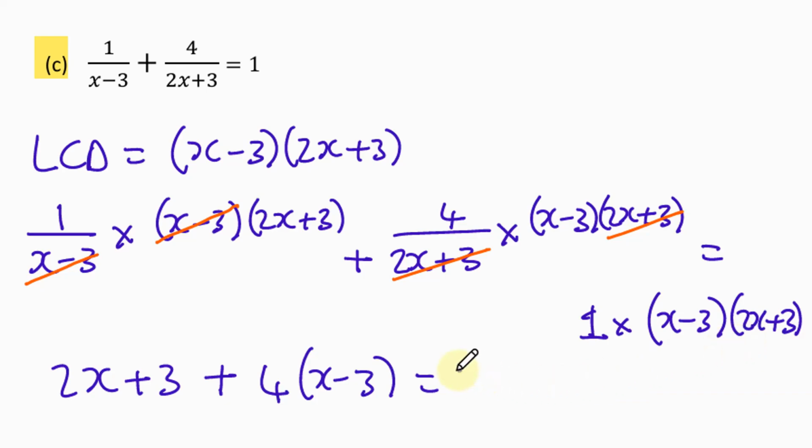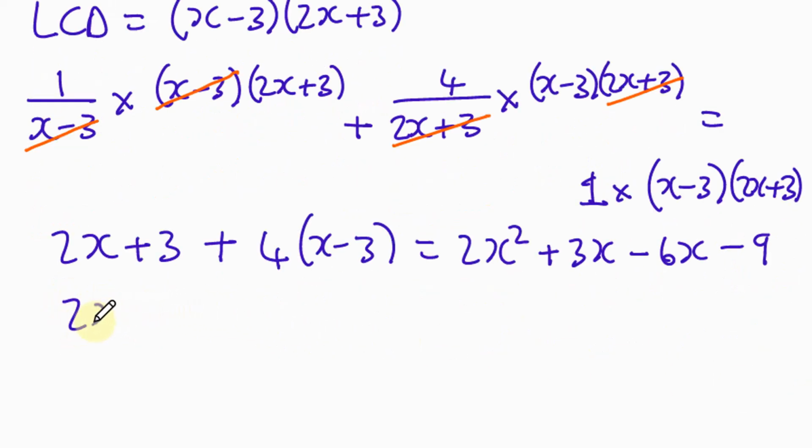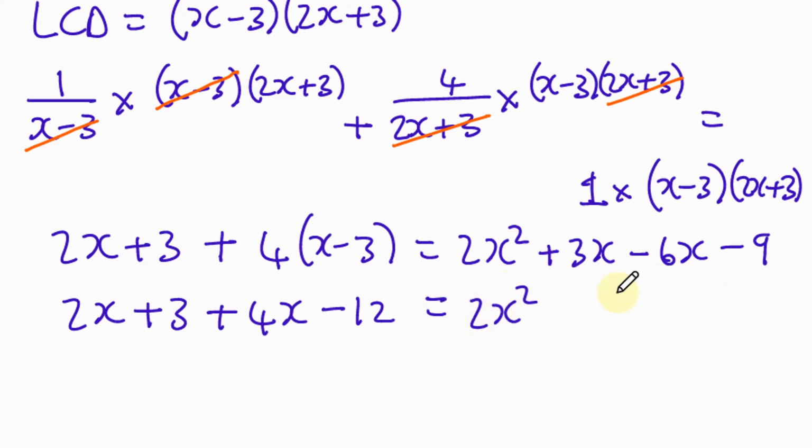x times 2x is 2x squared. x times 3 is 3x. Negative 3 times 2x is negative 6x. And negative 3 times positive 3 is negative 9. We can simplify. We can multiply the 4 into the brackets here. We can add like terms on the right-hand side. So 3x minus 6x is negative 3x.